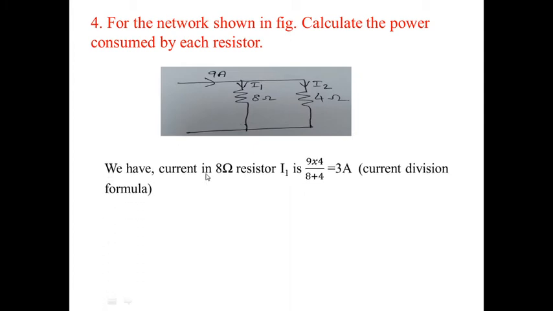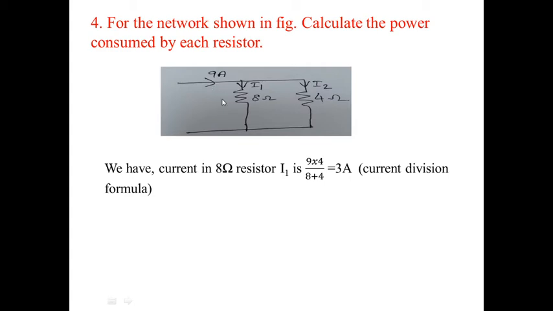So we have the current division formula to find the current I1 in the 8 ohm resistance. What is the current division formula? I want to find out the current I1, the current flowing through the 8 ohm resistance. The formula is the main current, that is 9 amps, into the resistance of the other branch, that is 4 ohm, divided by the total resistance, that is 8 plus 4 ohm. So that is the current division formula.